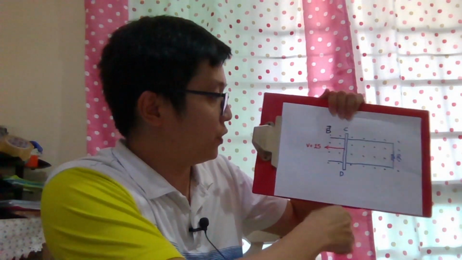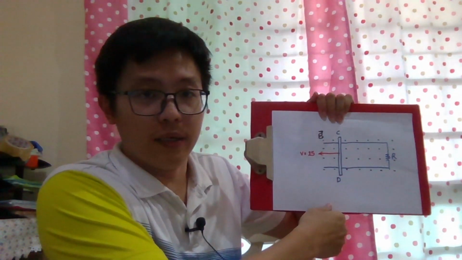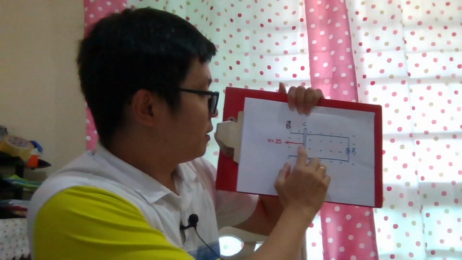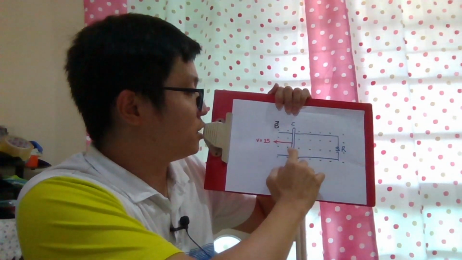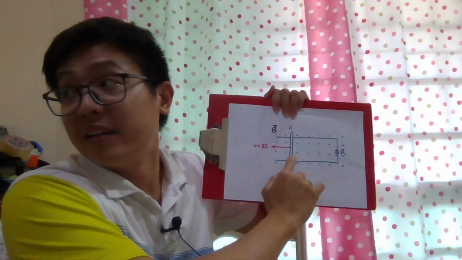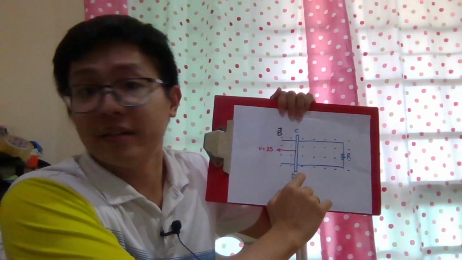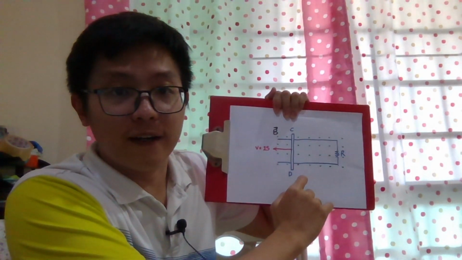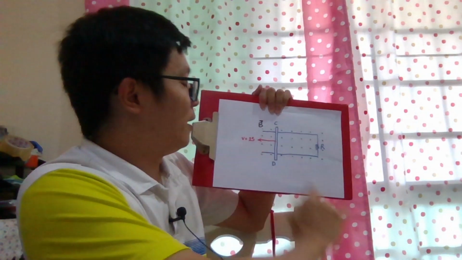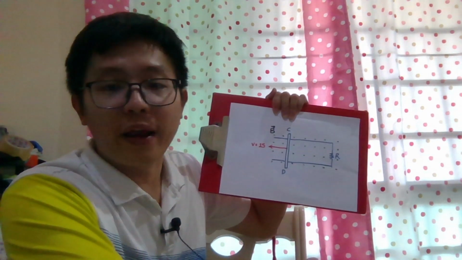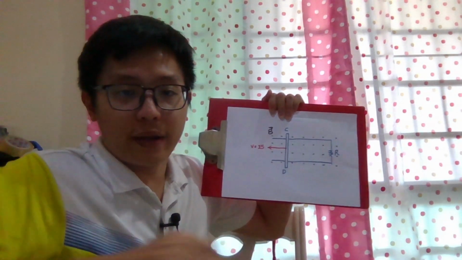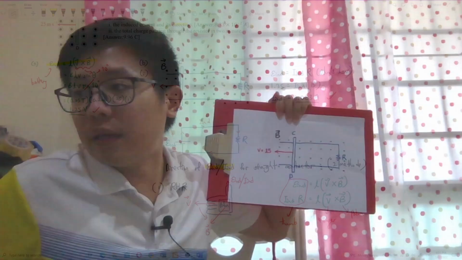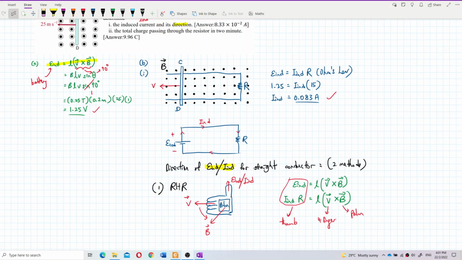Okay, so here I have already drawn out the diagram for you to see. You can see this rod CD is moving to the left, isn't it? It's moving to the left. Yeah. So I use my right hand rule.